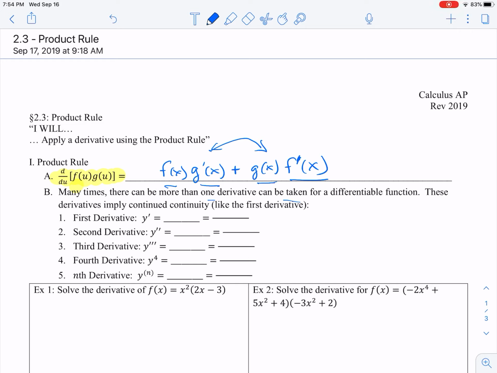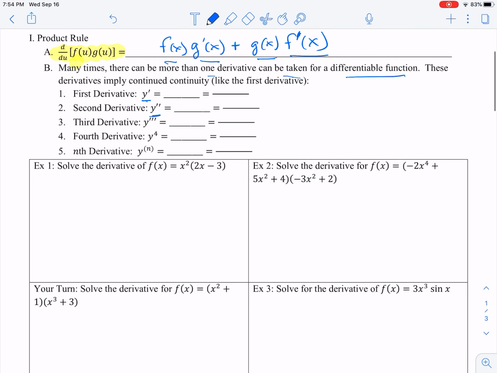Sometimes you can take more than one derivative of a function. You can take the first derivative. If you take the derivative of the derivative, you have the second derivative, and vice versa. We're going to get to some of those on the second page. Okay, so let's start with this first one.